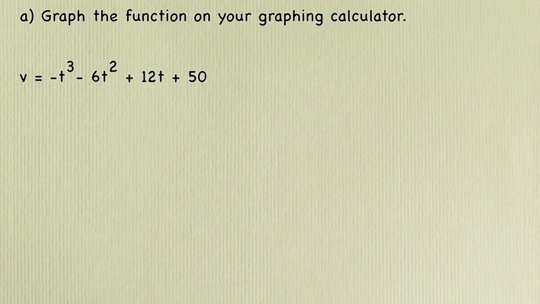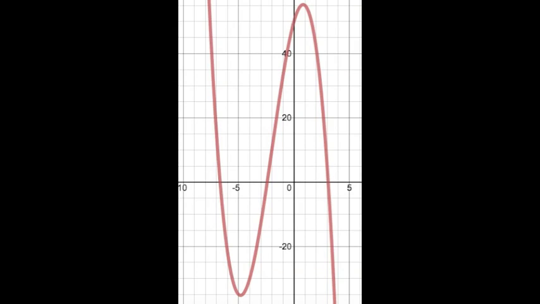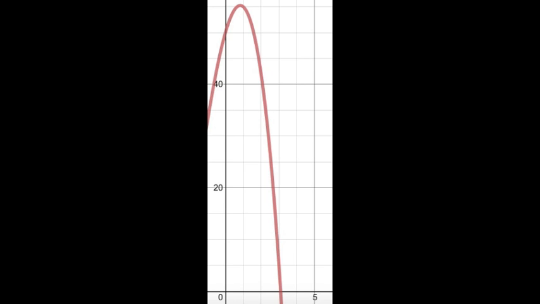Graph this function using a graphing calculator. Remember that the equation is V equals negative T cubed minus 6T squared plus 12T plus 50. This graph shows the full function over an unrestricted domain. Although, in relation to the question, we only need it where T is greater than 0 because the oil temperature in the car will not reach below 0. Therefore, we will only look on the right side of the vertical axis. So this is what the graph of the function is in relation to the context of our question.